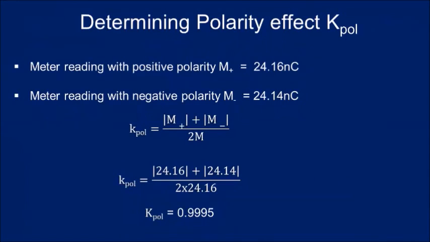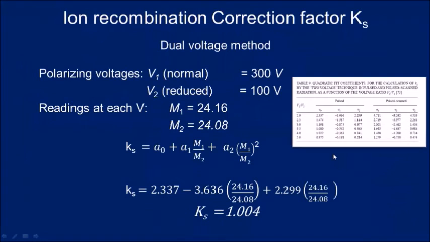Next is the polarity effect, K polarity. So you remember that we did 2 measurements. One is for plus 300, one is for minus 300. For plus 300, you got M plus, which is 24.16, and for minus 300, you got M minus, which is 24.14. Use these two values, substitute here in this, and get K polarity, which is 0.9995.